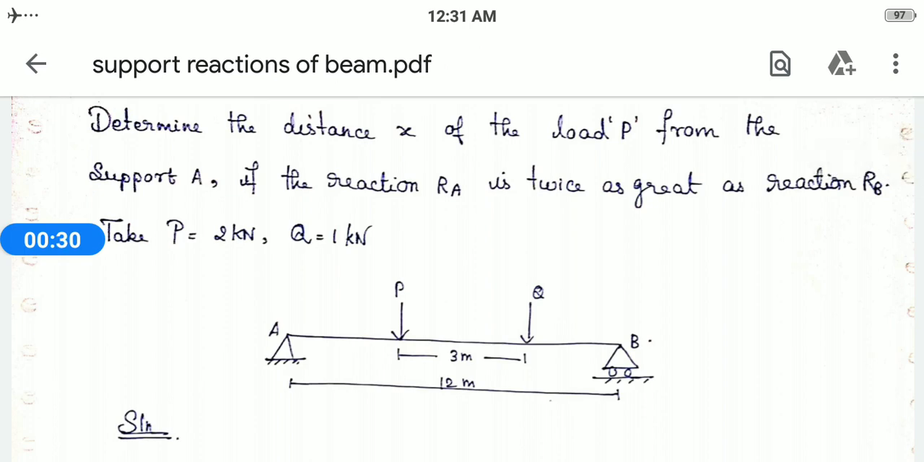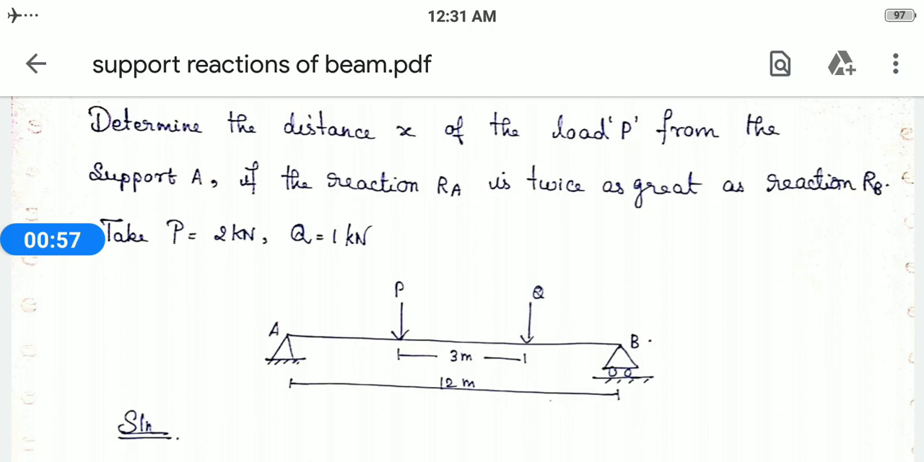So we'll start with the first problem. I'll define it step by step so that you can easily understand this problem. Later on, only the complexity of the loading conditions will change. Okay, so first we'll take the sum. Determine the distance x of load P from the support A if the reaction RA is twice as great as the reaction RB. Take P equal to 2 kilonewton, Q equal to 1 kilonewton.